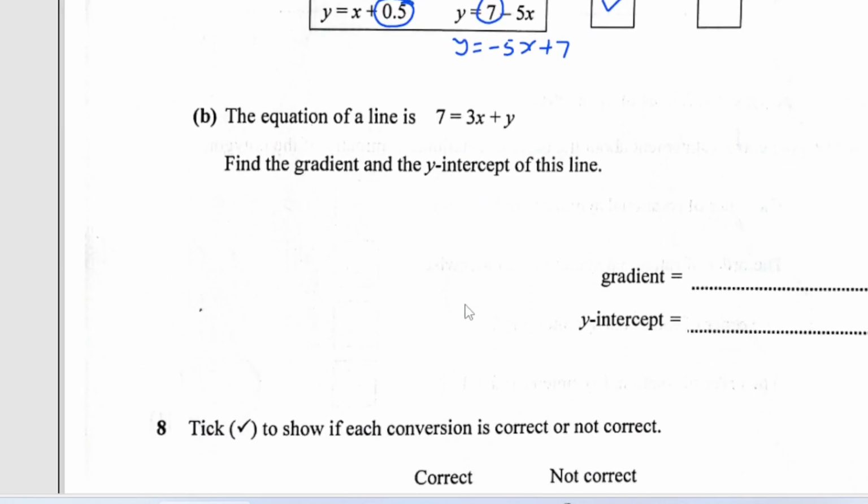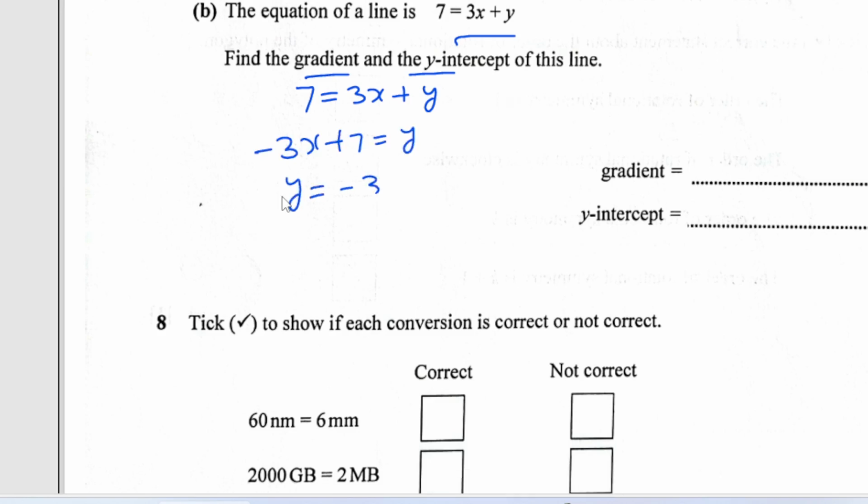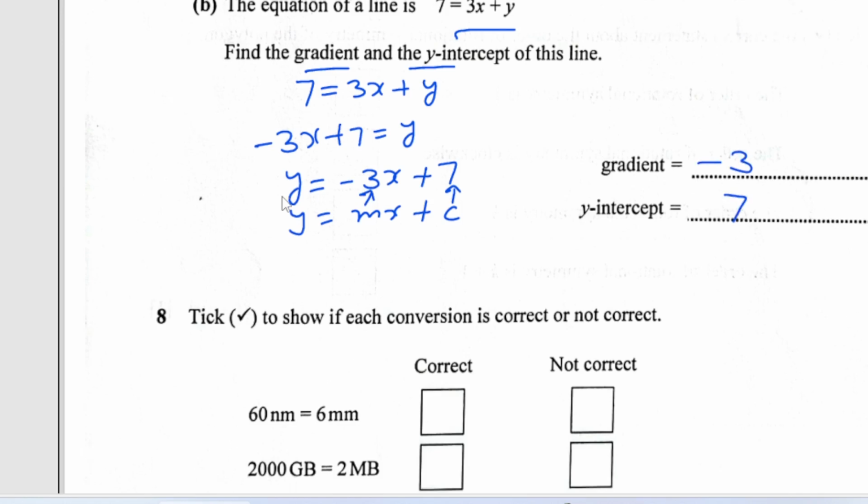Now the second part: the equation of the line is 7 equals 3x plus y. Find the gradient and the y-intercept. We can just rearrange this. Shifting 3x to this side, it becomes negative 3x plus 7 equals y, which is of the form y equals mx plus c. Comparing, this is c and this is m. So the gradient is negative 3 and the y-intercept is 7, right?